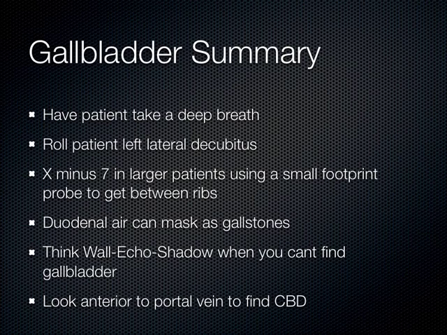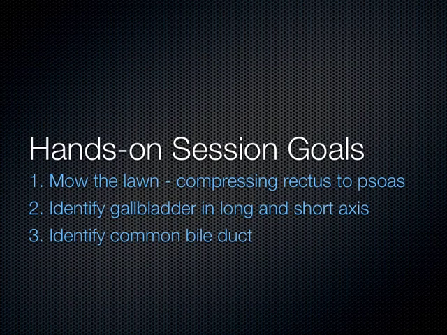And whenever you're looking for the common bile duct, look anterior to the portal vein, and you should get lucky. Now today I want you to try to really focus on the area where you think you'd see the appendix. We're not going to mow the entire lawn of the abdomen, but I want you to get down that right lower quadrant, compress in the transverse view, in the sagittal view, and try to see if you can see the psoas muscle coming up and coming in contact with the abdominal wall musculature. That's your goal today. Look at the gallbladder in its long and short axis, and then make sure you identify the common bile duct.